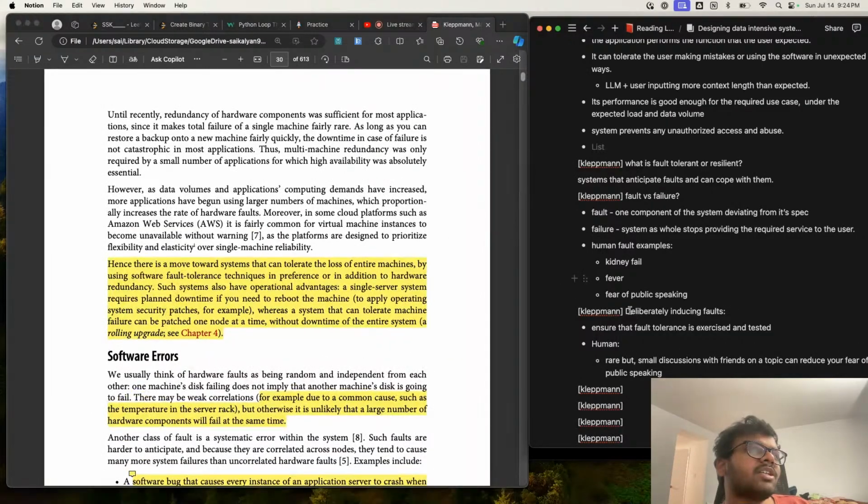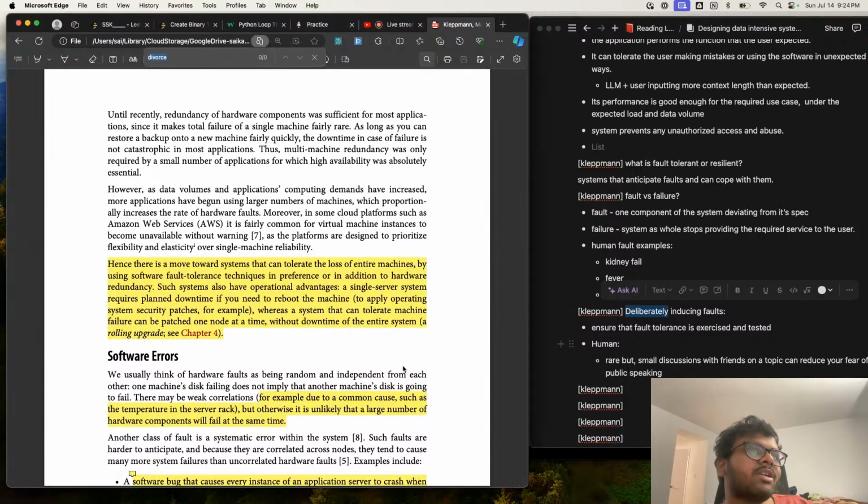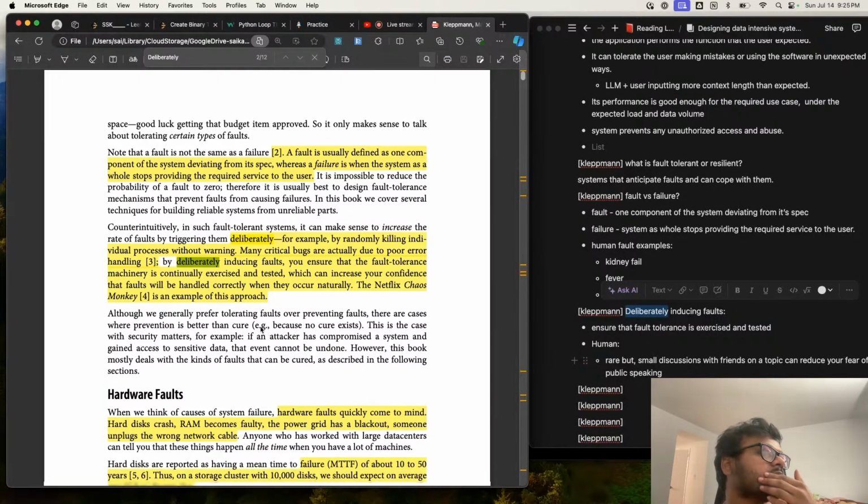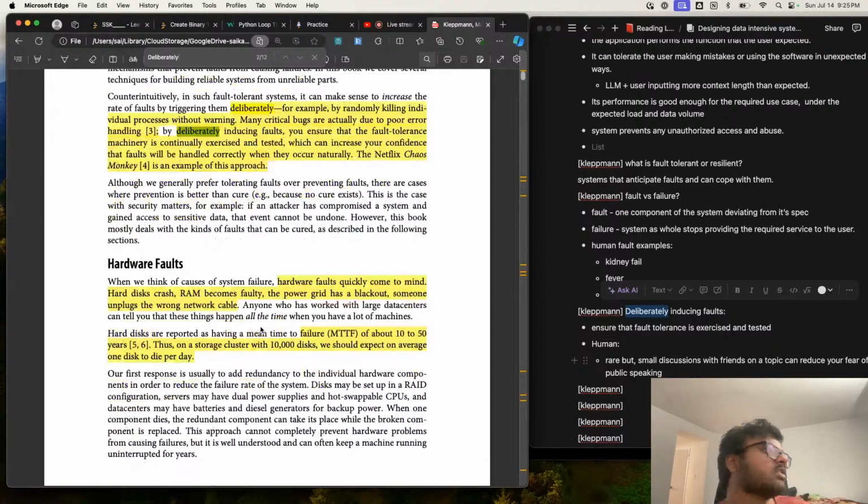We're deliberately inducing faults. We thought of that. A rare but small discussion on a topic can reduce your fear. Okay, next would be the hardware faults. Whenever I think of causes, hardware faults quickly come to mind.